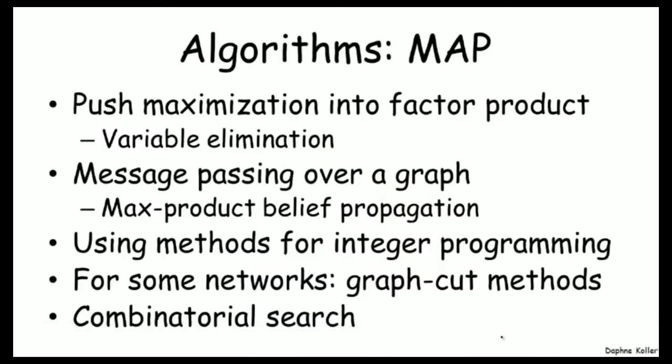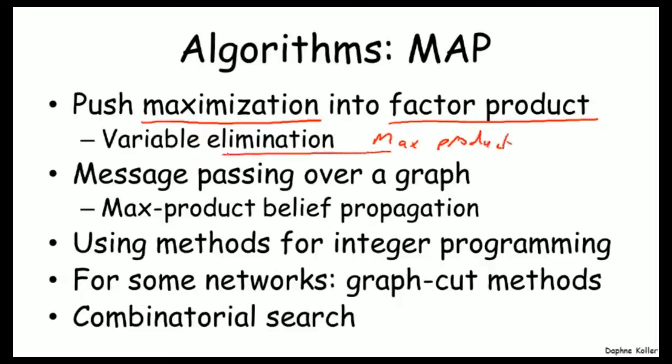There are many algorithms that can solve the MAP problem. The first is analogous to algorithms for sum product. These algorithms take the maximization operation and push it into the factor product, giving rise to a max product variable elimination algorithm. We also have message passing algorithms, which again are a direct analog to algorithms for sum product, and they give rise to a class of algorithms called max product belief propagation.